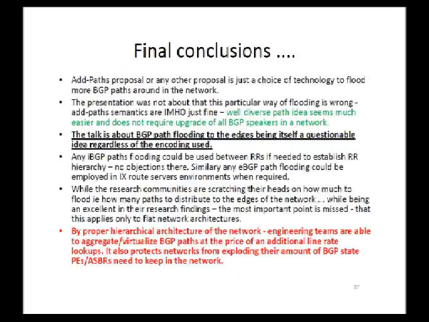So the final conclusions. Add paths is just a way to flood BGP information. Diverse path is also a way to flood it, to advertise to a client without upgrade of the client. But that's not the point. In my opinion, the real problem is to flood edge to edge such a massive amount of information. And I would like you to think about doing that twice before you do it, because there are alternatives available by the given design.